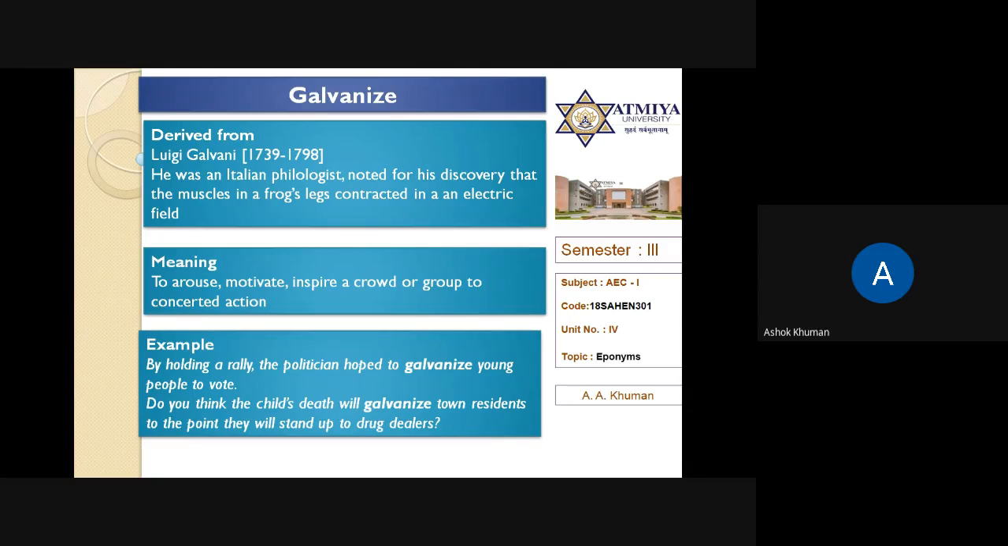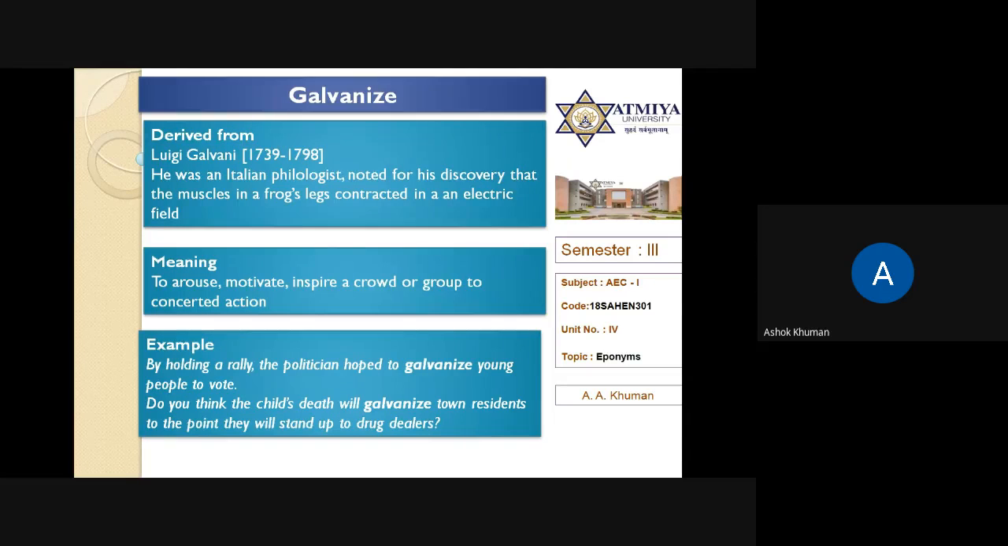For example, if you are a politician, you will give a very big talk, a good speech. People will then vote for you. They will vote in your favor because they have been motivated by your talk, your speech. To galvanize is to motivate people, but with a selfish intention. The politician expects votes, and therefore you galvanize people, motivating them in such a way that they will be ready to vote for you.